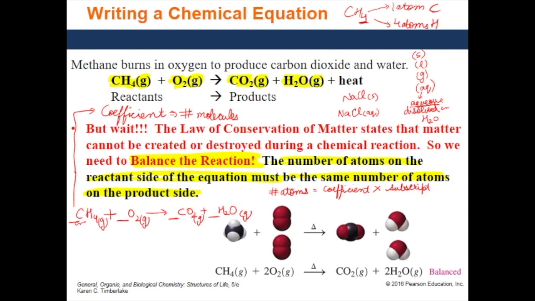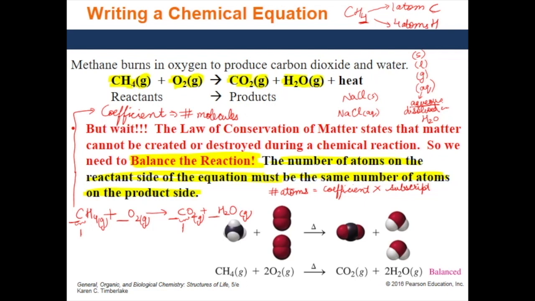Okay, so in this case the coefficient is not written, so I'll assume it is 1. The subscript is not written, so I'll assume it is 1, which means how many carbon atoms? 1 carbon atom. How many carbon atoms do I see right here in the product side? 1 carbon atom again. So carbon is balanced.